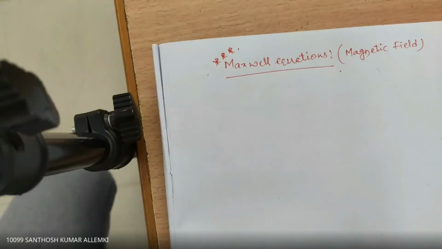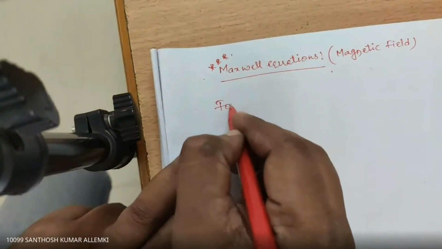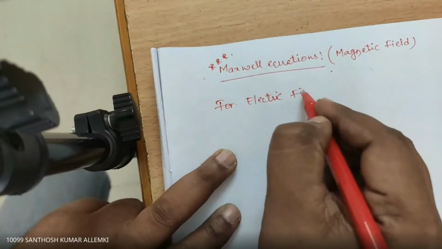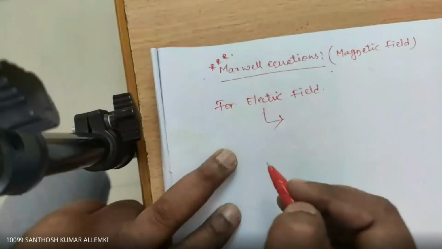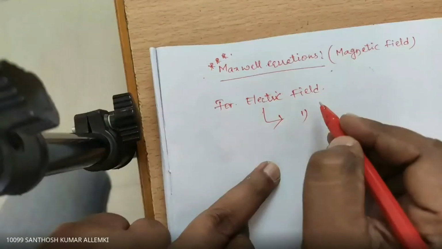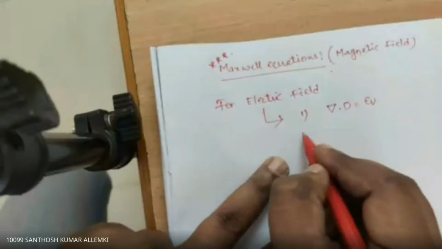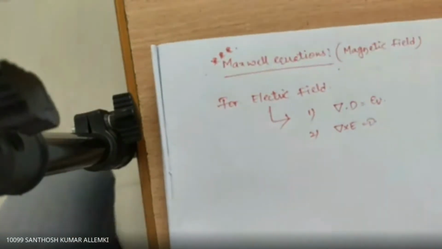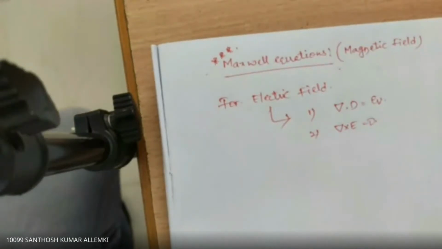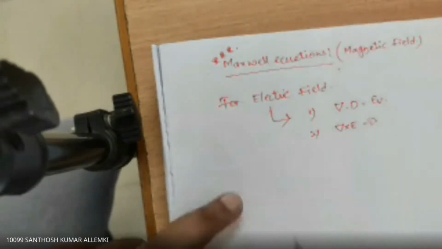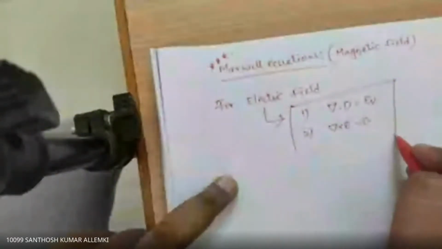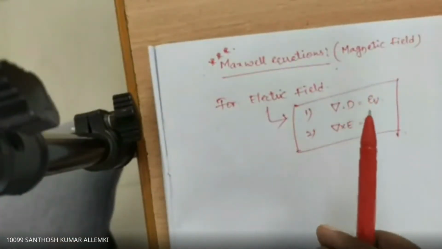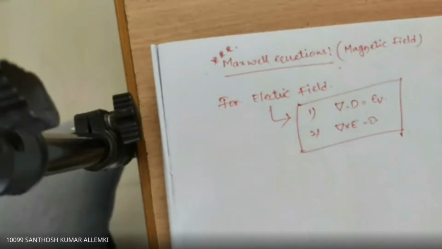In electrostatics, for an electric field, the Maxwell equations are: del dot D is equal to rho V, and the second one, del cross E is equal to 0. These are the two Maxwell equations for the electrostatic field, or electric field. In the same way, we'll have two Maxwell equations for the magnetic field. What are those two equations?